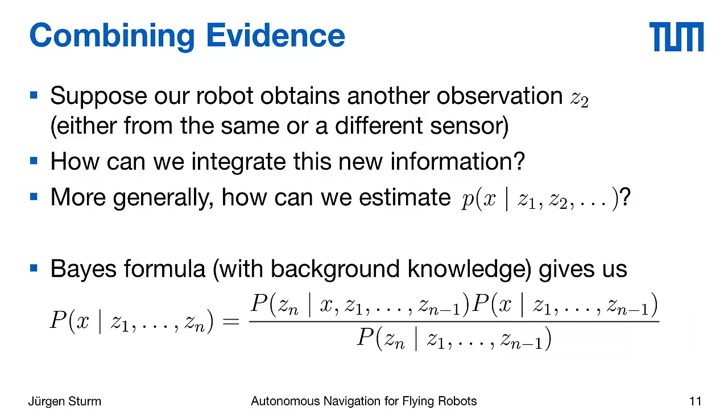And for that, we can now use the Bayes formula with background knowledge that we've seen in the previous video. Remember that when we want to apply Bayes' rule in a setting where we have background knowledge, we can just keep this background knowledge always on the right side of the bar.